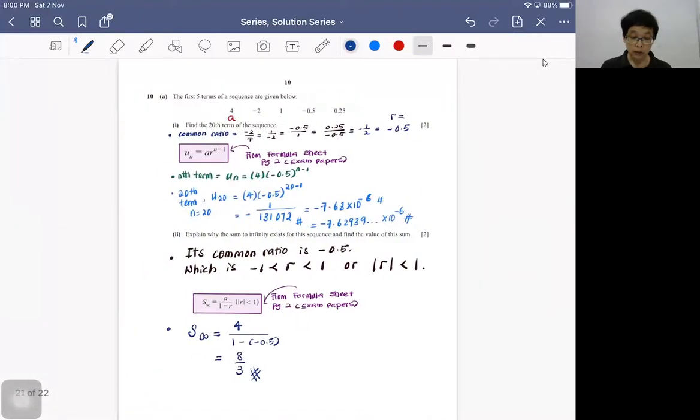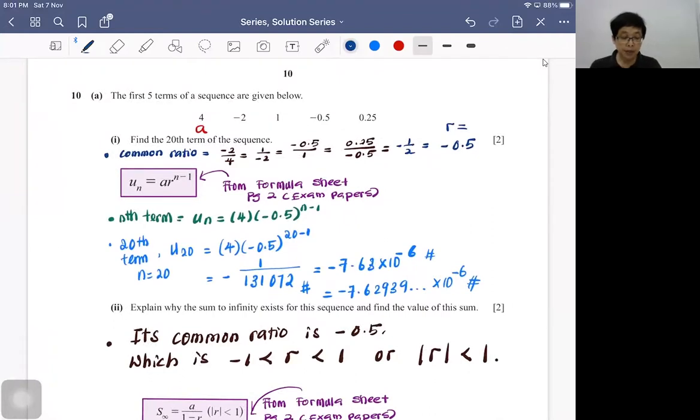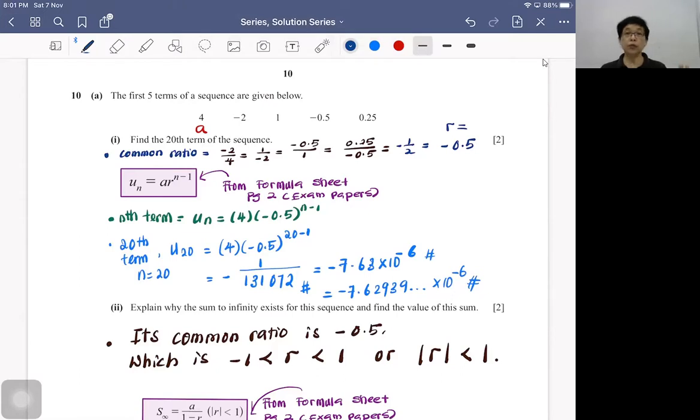It's spread over 2 pages. Part A. The first 5 terms of a sequence are given below: 4, negative 2, 1, negative 0.5, and then positive 0.25. We know that with the pattern of the sequence, it doesn't look very possible. In fact, it is quite impossible to be an arithmetic progression.